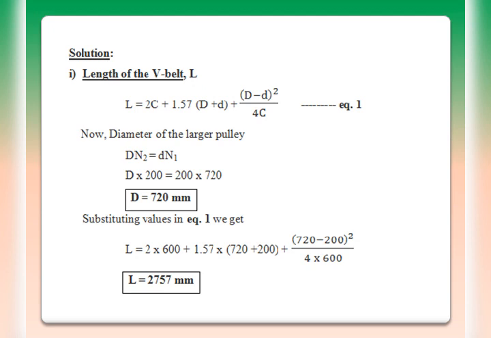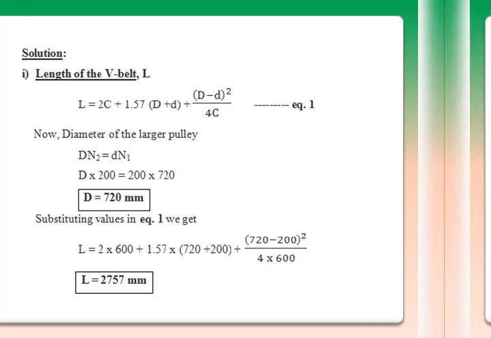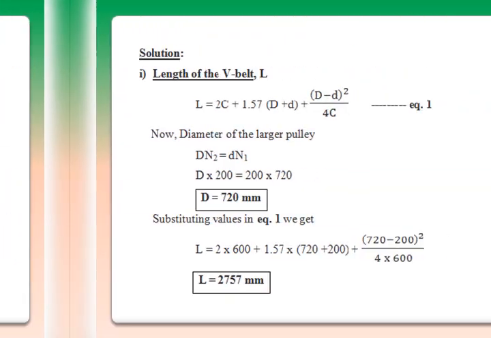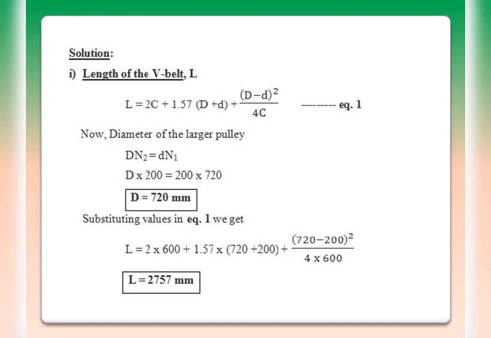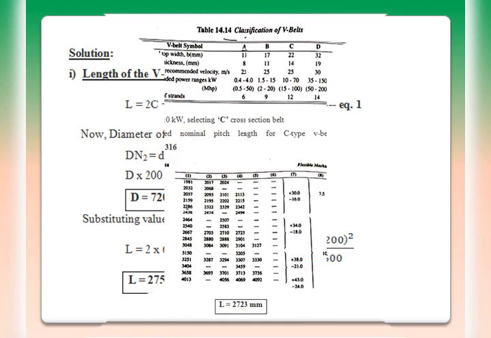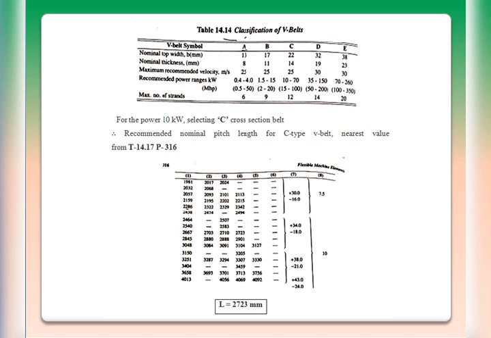Now we'll substitute this value in equation 1. We'll get capital L is equal to 2 into 600 plus 1.57 into (720 plus 200) plus (720 minus 200) whole square divided by 4 into 600. So we are getting the length of the V belt, capital L, is equal to 2757 mm. That is the answer we are supposed to get, after evaluating the length of the belt.